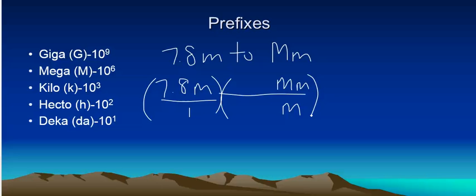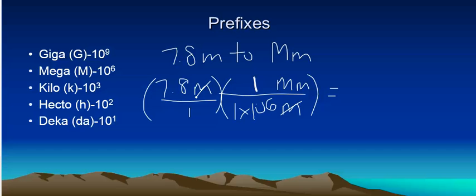Now, mega means 10 to the 6th, 1 times 10 to the 6th. This 10 to the 6th refers to the base unit, so that goes in front of meters. Anytime you see a prefix, you put a 1 in front of the prefix. In this case, it was mega, but I'm going to put a 1 every time in front of the prefix. Units cancel, I get megameters.